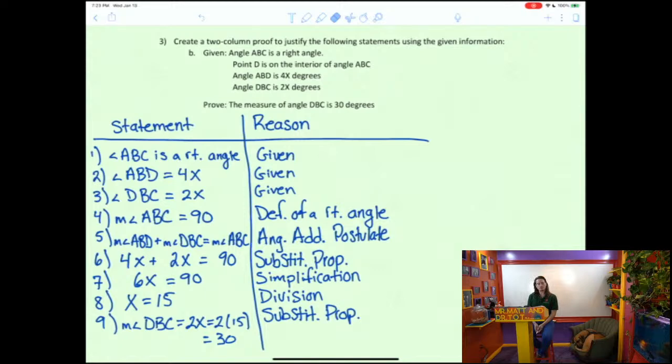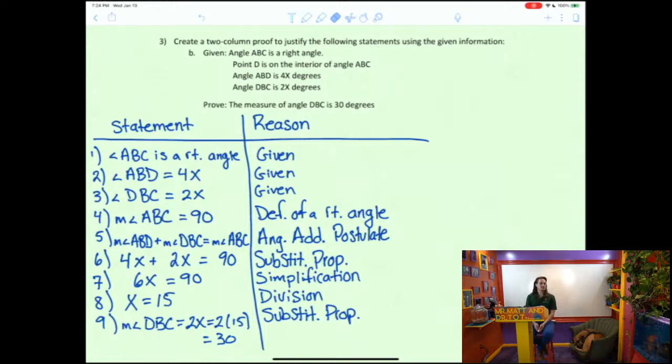Using the substitution property of equality, we know that x is the common multiple. 15 is equal to x. So in the expression 2x that represents the measure of angle DBC, we can evaluate that measure to be equal to 2 times 15, which is 30. And that proves the statement that they asked us to prove, which is the answer. So if you have any questions, then please let me know. Otherwise, let's move on to number 4.